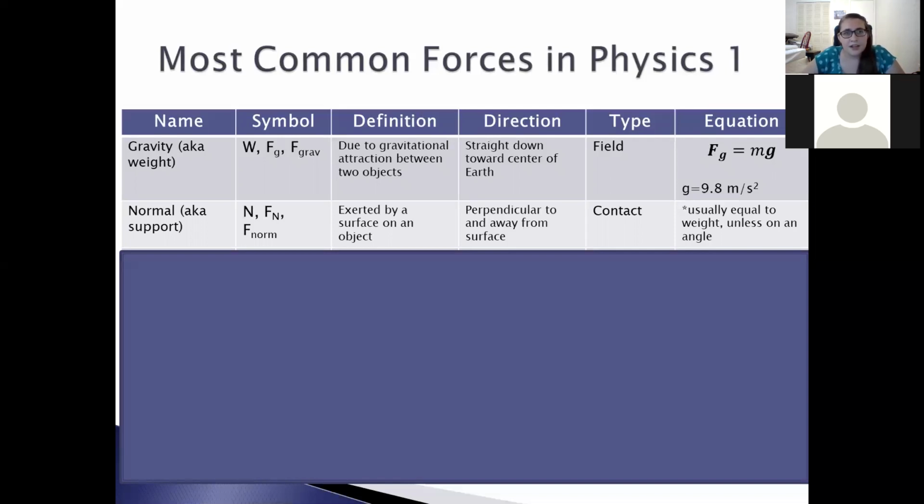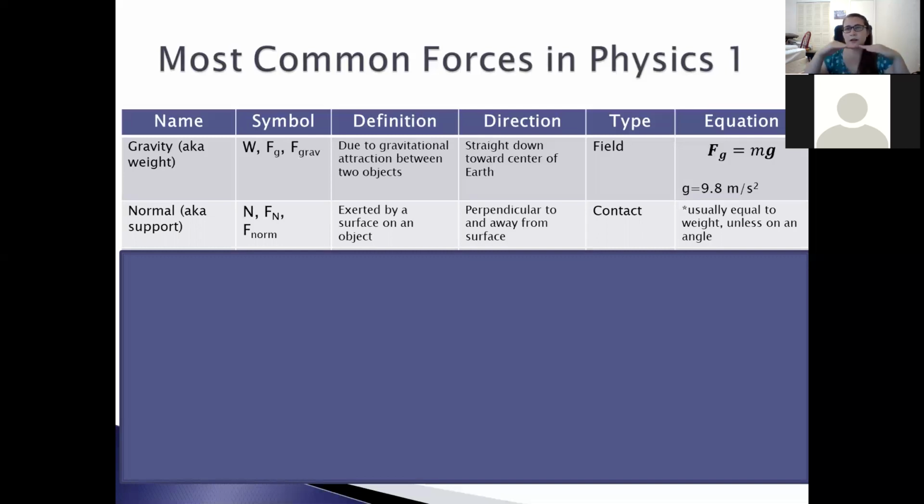The definition: it's exerted by a surface on an object, and it is perpendicular to and away from the surface. So a normal force, normal in this case doesn't mean like common or usual. Normal actually means perpendicular. Like in a mathematical sense, the word normal means perpendicular. So that's why we call it the normal force, because this force acts perpendicular to a surface.